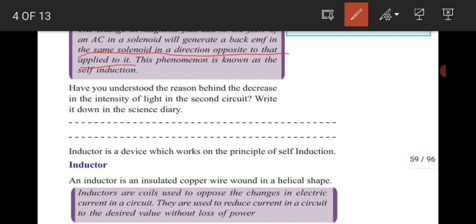That is what we call self-induction. Below that there is a question for you. Have you understood the reason behind the decrease in the intensity of the light in the second circuit? Write it down in your science diary.